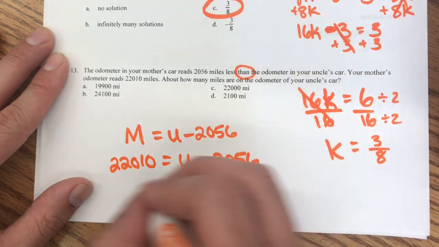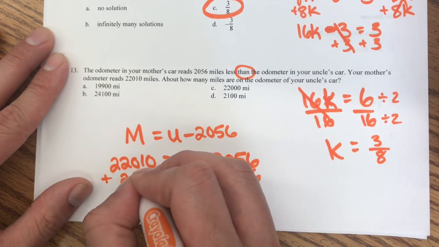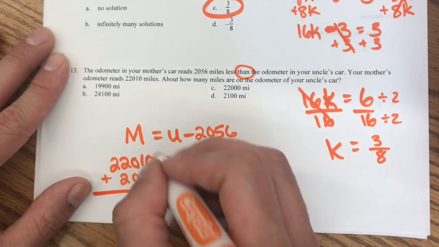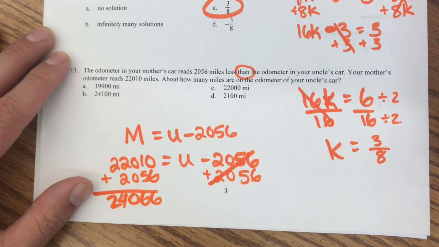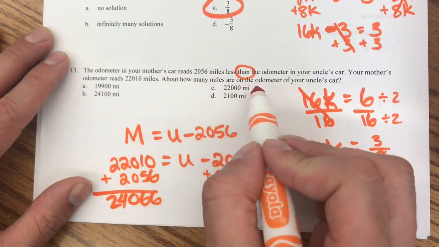Add 2,056, add 2,056. When you do that, 66042240066. About how many miles are in the odometer?